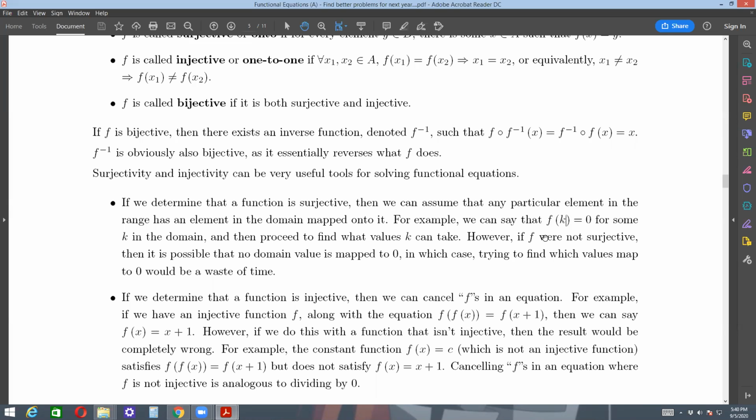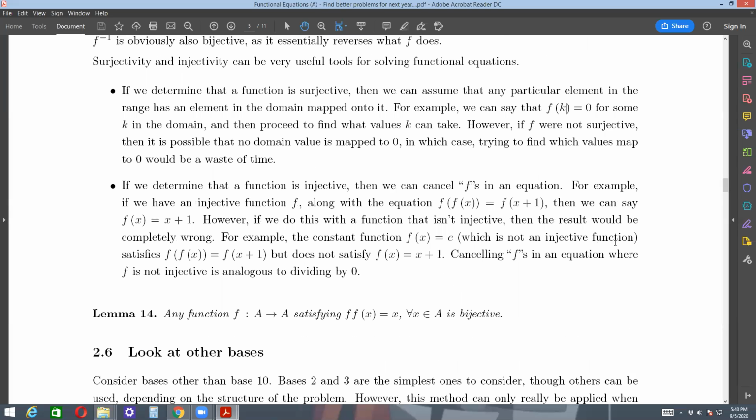So just to note, as long as 0 is in the domain, you can always say let f of 0 be some number, say z, and try to figure out what z is. But I can only do the reverse of that. I can only say let f of k be 0 if I know it's surjective, or onto. So that's how you would use it here.